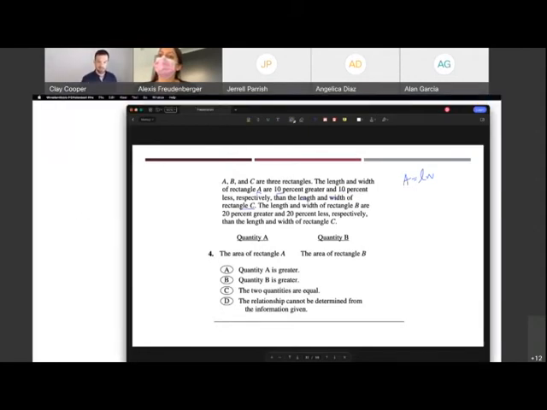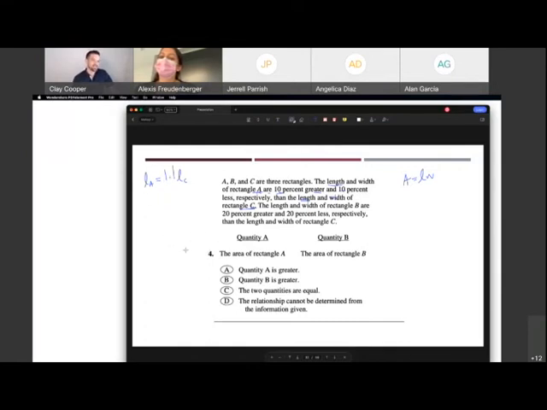The length of A is 10% greater than the length of C. How do you increase a quantity by 10%? Multiply by 1.1. I see you, Fitzum. Okay. Excellent. Yeah. So you multiply it by 1.1.